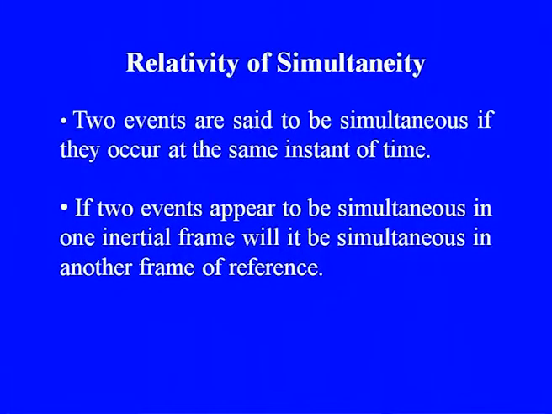What we are saying is that two events are said to be simultaneous if they occur at the same instant of time. Of course, that's the basic definition of a simultaneous event. But the question is, if these events are simultaneous in one inertial frame, are they going to be simultaneous in another frame of reference? When you talk of inertial frames, the frames are moving with uniform velocity with respect to each other. So if it is simultaneous in one frame, is it going to be simultaneous in another frame?